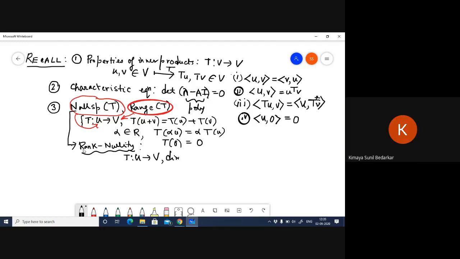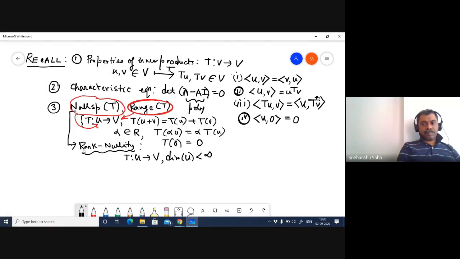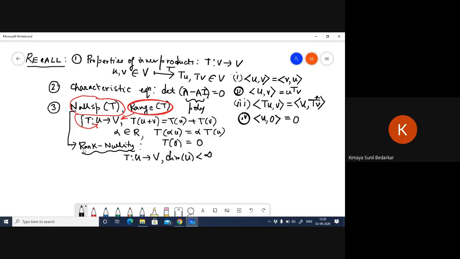Sir, I had a doubt. Excuse me. Yes. In the first point, you have defined the inner product on V cross V, right? Yeah. And you have defined it as the inner product of U comma V is U into T of V.